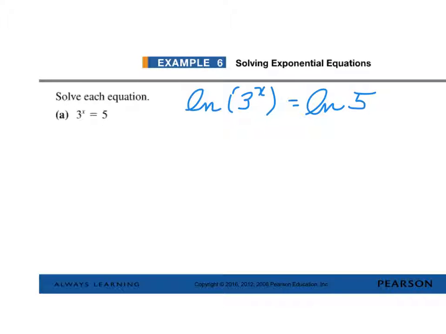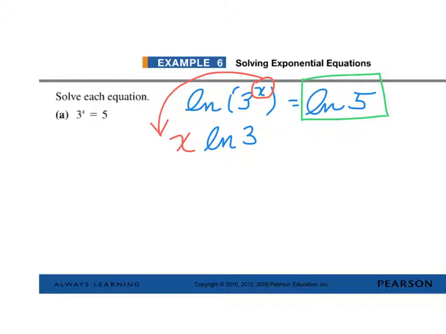And I want you to keep in mind that the natural log of 5 is a number. You can get a decimal approximation of it on your calculator, so that is just simply a number. On the other side, we're going to use the property that the natural log of this to a power, we can bring the power down in front and multiply it by what's left, which is, of course, the natural log of a. In this case, 3.